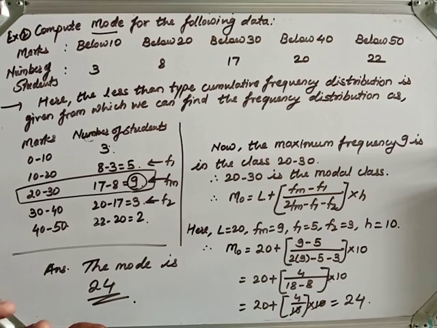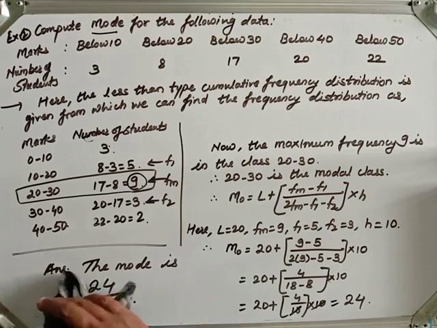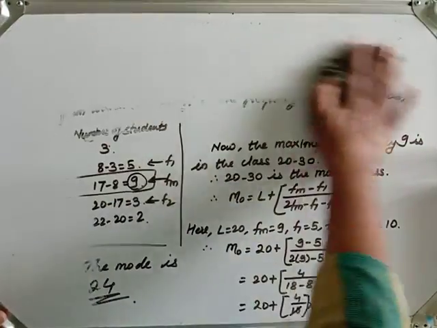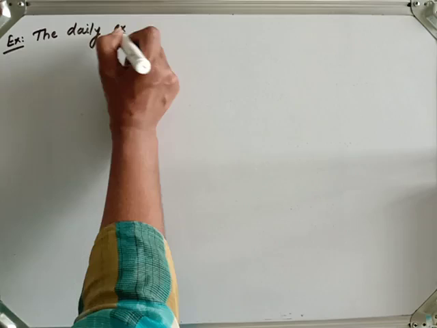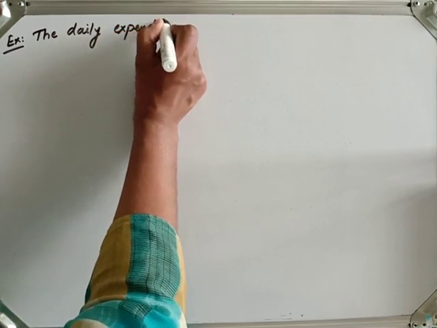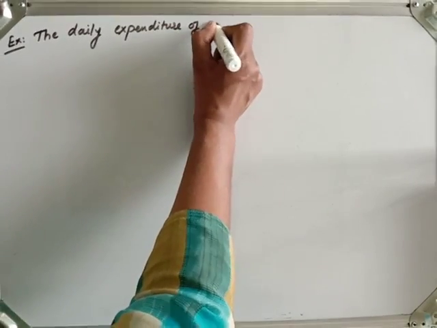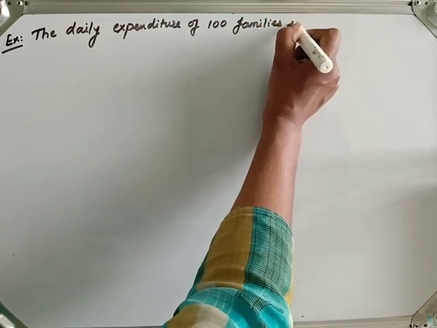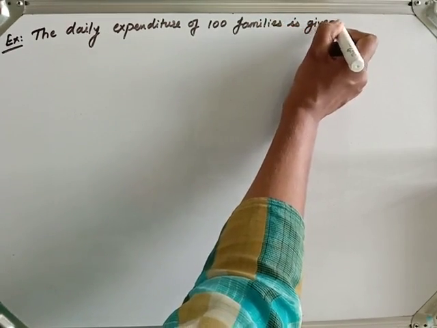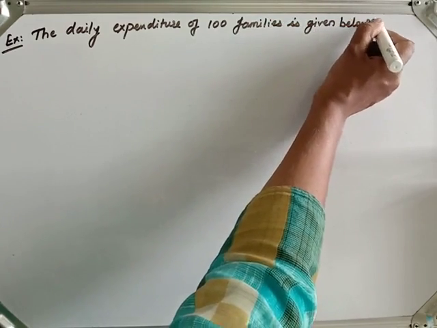Now let us take one more example. The next example I will take is of the kind to find the missing frequency, just like we have taken in median also. So example: the daily expenditure of 100 families is given below. Daily expenditure of 100 families.